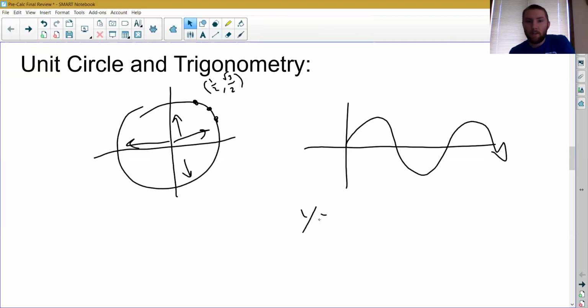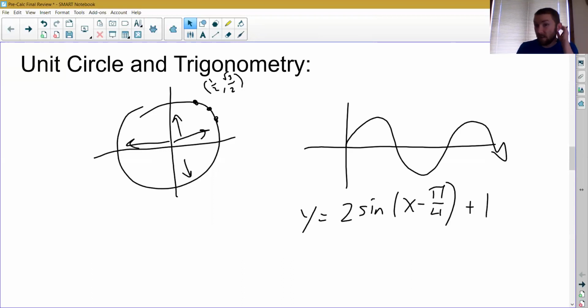So if we have something like this, 2 sine (x minus pi over 4) plus 1, we should be able to find a lot of information about that graph. The period is 2 pi. The amplitude is 2. It's been shifted to the right by pi over 4 and up by 1, and so on. So we can graph equations. We can write equations maybe from a graph, right?